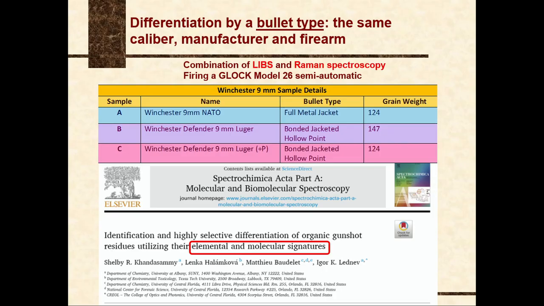In this particular work, just to prove the concept, we looked at gunshot residue generated from 3 types of bullets produced by the same manufacturer, right, with the same caliber, and all bullets were shot using the same gun. Nevertheless, with very high accuracy, we differentiated gunshot residue, which came from different types of bullets.